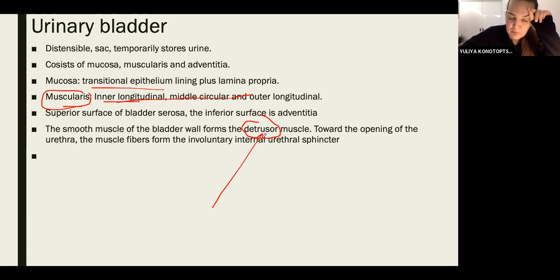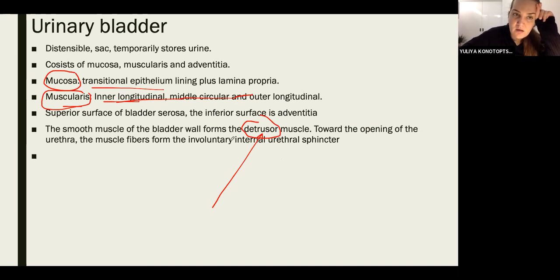It has some embryological importance. When you study embryology, you will realize that the mucosa of the bladder comes from endoderm, the same as your GI. But the muscularis of the bladder has mesodermal origin. So your bladder does not come from one thing. It's a little bit of everything: a bit of endoderm, a bit of mesoderm.